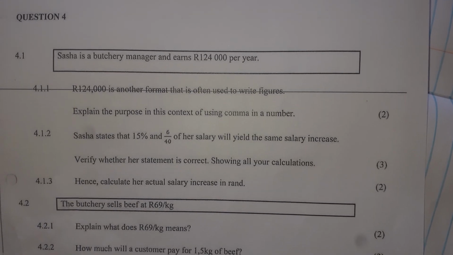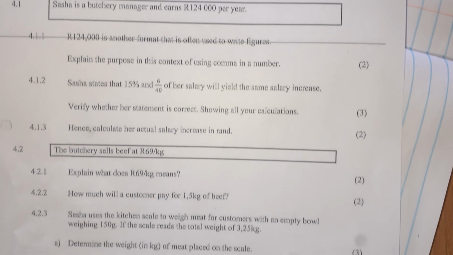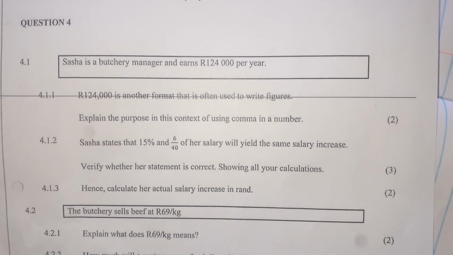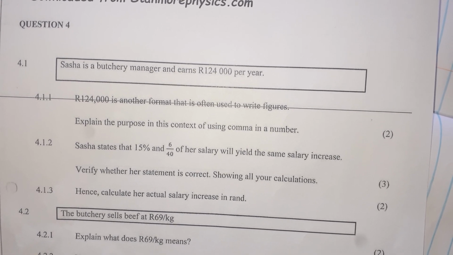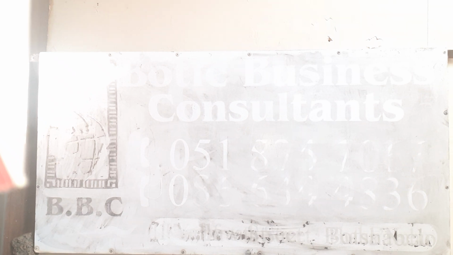So we are going to do this question first, and then we will move to question 2. I won't be showing this question on the screen, you can write it down if you have to. Now let's go through the calculations together. As you have seen, Sasha is a butchery manager who earns 124,000 rand per year. Now 4.1.1 asks us why do we separate numbers by a comma?